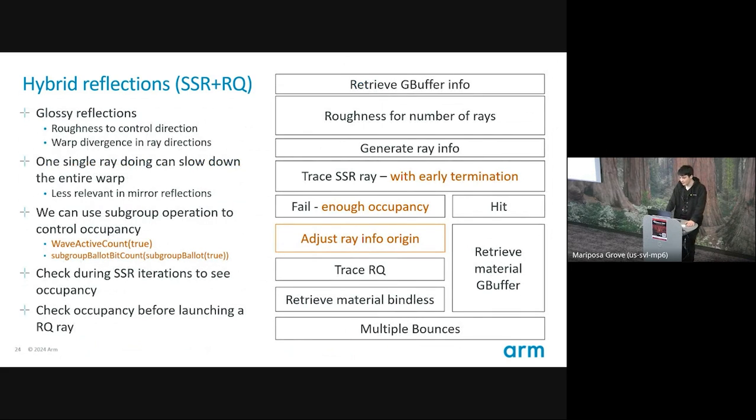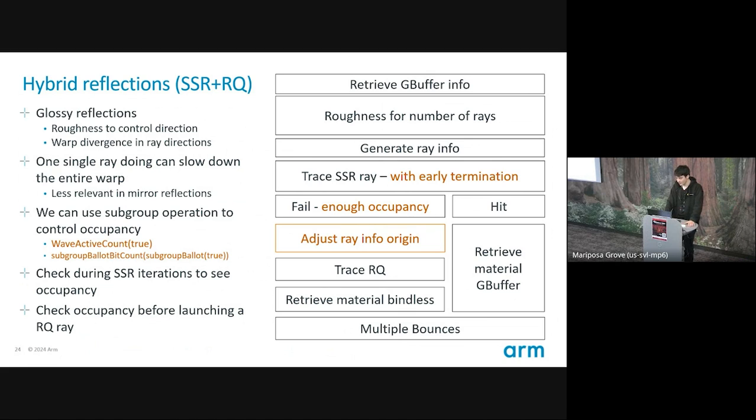As I said, glossy reflections use roughness to control the ray direction. This can cause a huge ray divergence in the direction of the rays. When doing ray tracing, ideally we want all our rays in a warp to follow a similar path through the acceleration structure to have better memory bandwidth. And we also want to avoid a single ray that follows a divergent path slowing down the entire warp. This can also happen in a pure mirror reflective environment, but according to our experience, this is a lot less relevant. We have tried using several operators to check the GPU occupancy.